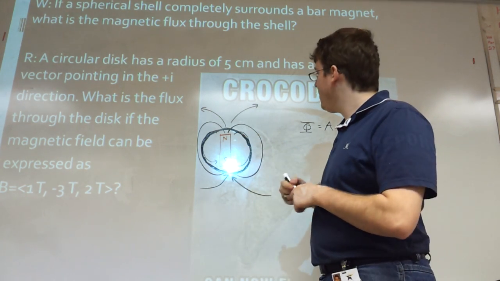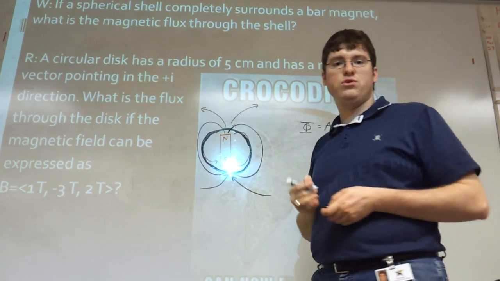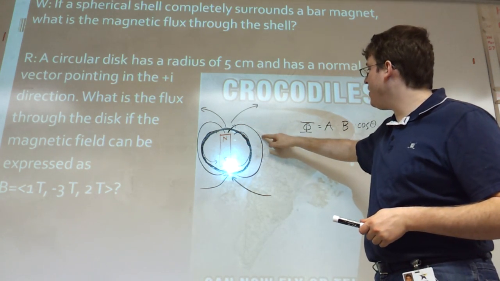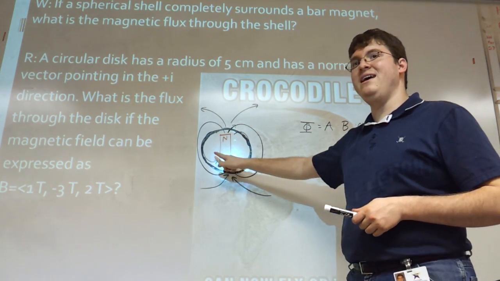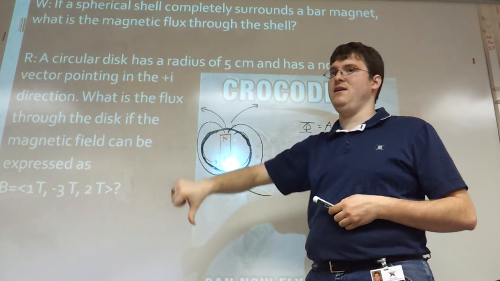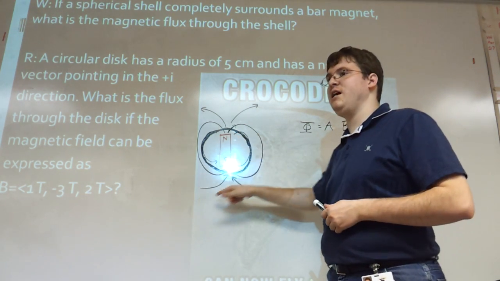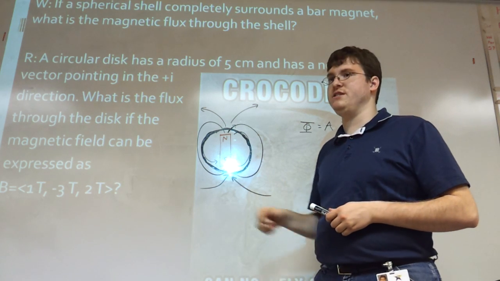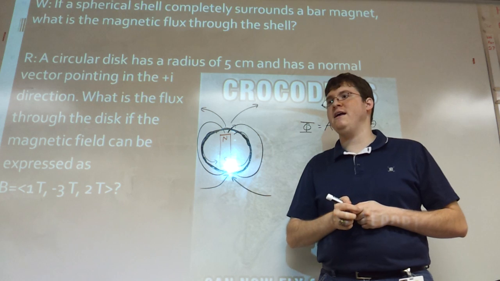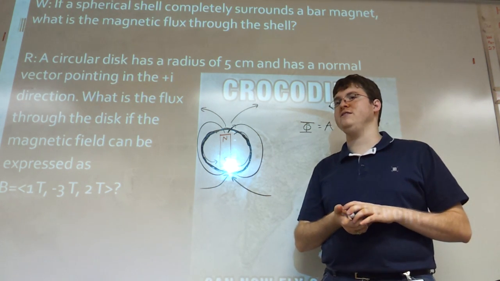On the north side, I've got magnetic field lines going out through the spherical shell, right? But that same line comes back around and then goes in through the south. So if I call out positive, in has to be negative. And you can see every single time I go out of this sphere, I go back in. So total magnetic flux is zero. Total magnetic flux is zero.